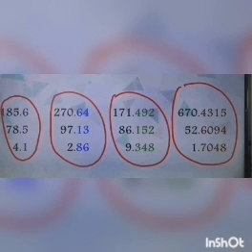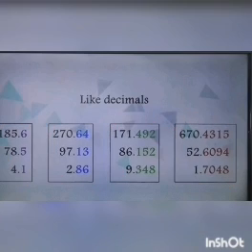In the third group, all the numbers have 3 digits after the decimal point. In the fourth group, all the numbers have 4 digits after the decimal point. Such numbers are called like decimals. Group first, group second, group third and group fourth are like decimals.